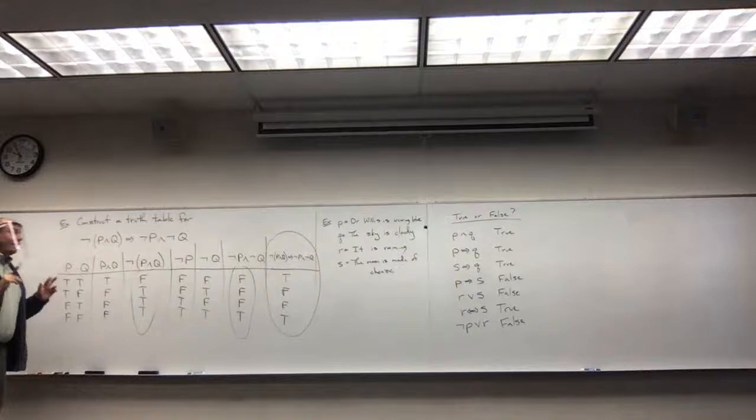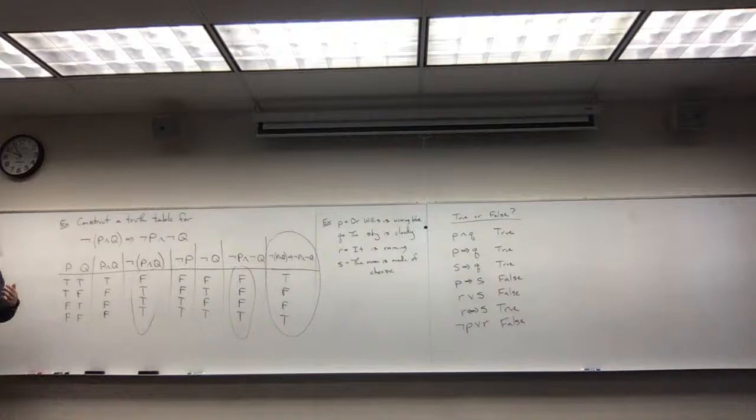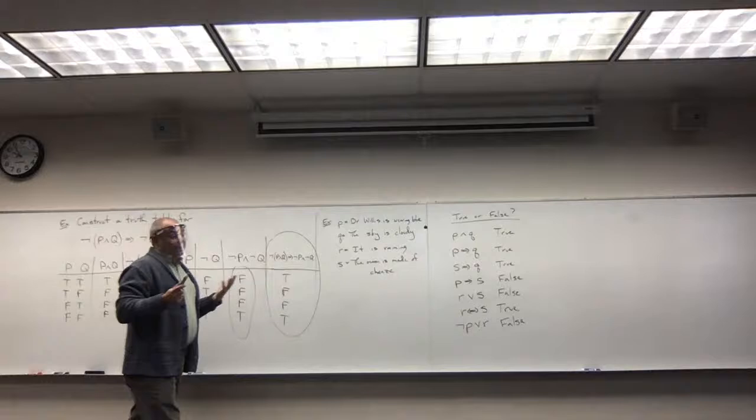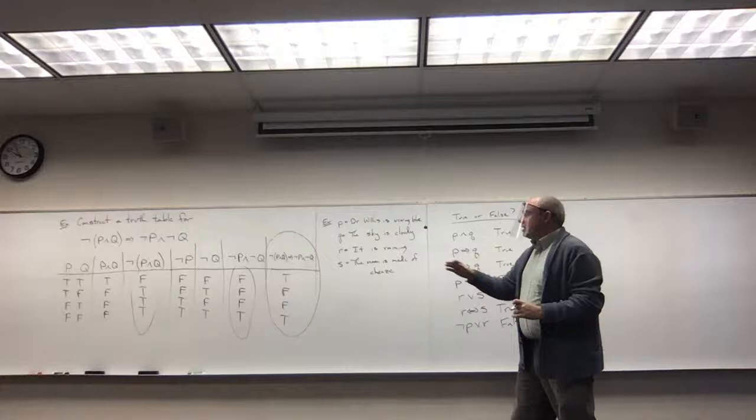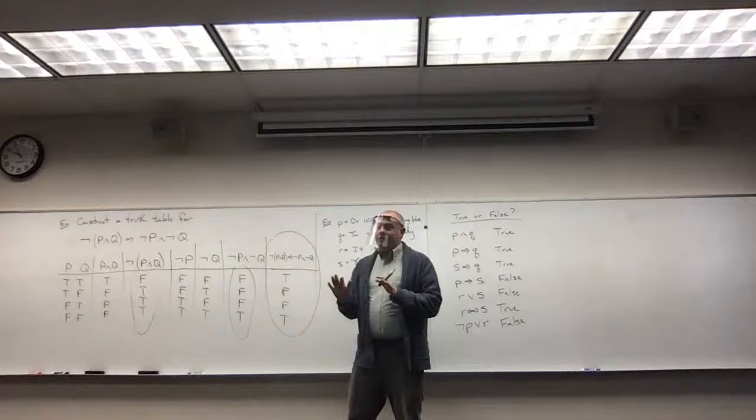So really the answer to this whole thing is this column, right? That's my final solution to this truth table. But what is it really telling me? Well, it's telling me that this statement that I just made up here, notice that I never told you what P and Q are, they're just some statements. But what I know for sure is that this more complicated statement is sometimes true and sometimes not true.